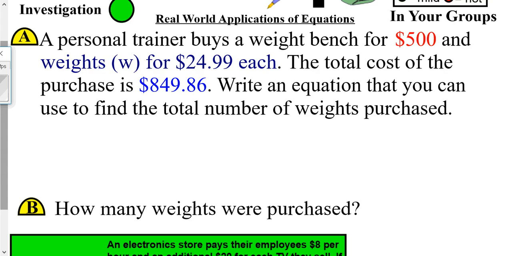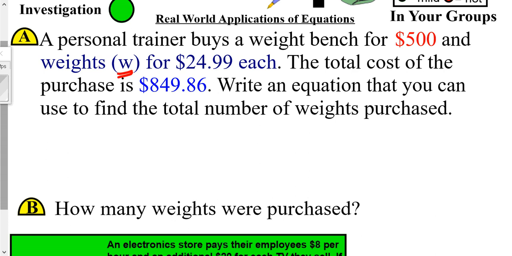Okay, let's take a look at the next question. This is a real world application of equations. A personal trainer buys a weight bench for $500 and weights. Now notice they're telling you use W to represent the weights for $24.99 each. The total cost of the purchase is $849.86.